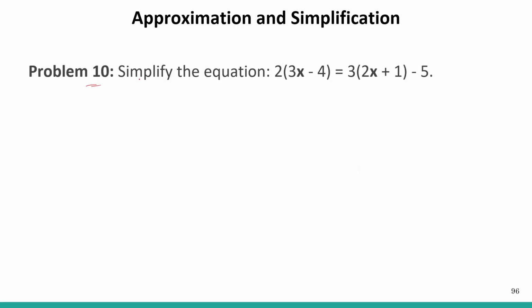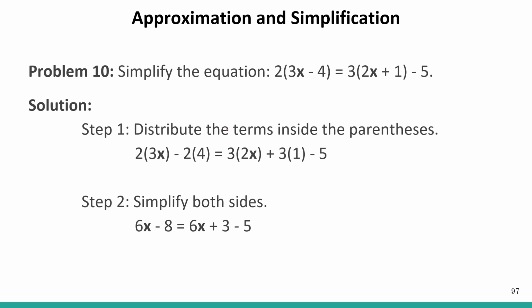Let's see problem number 10. Simplify the equation 2 into 3x minus 4 is equal to 3 into 2x plus 1 minus 5, right? Distributing the terms inside the parenthesis, 2 into 3x minus 2 into 4 is equal to what? 3 into 2x plus 3 into 1 minus 5. So it will be equal to what? So this implies that 2 into 3x is equal to 6x.